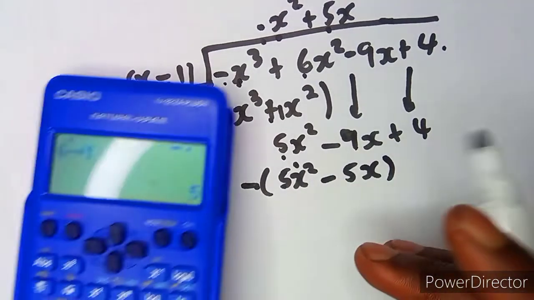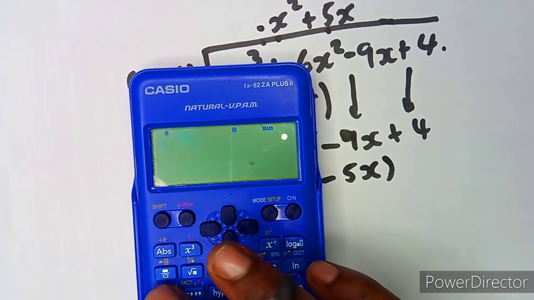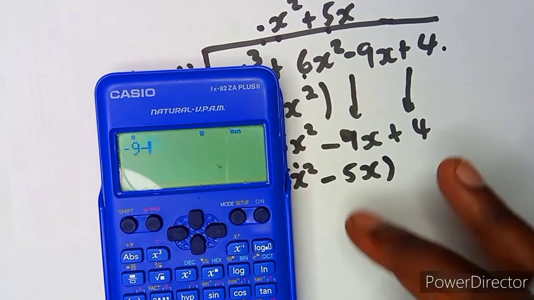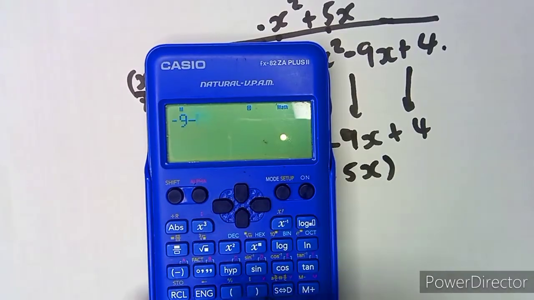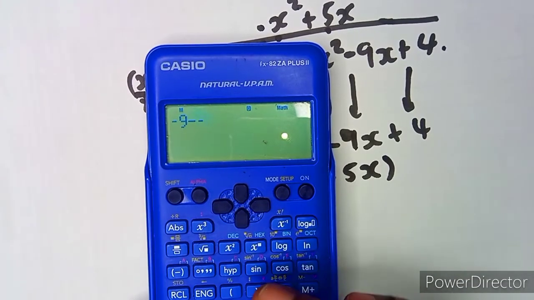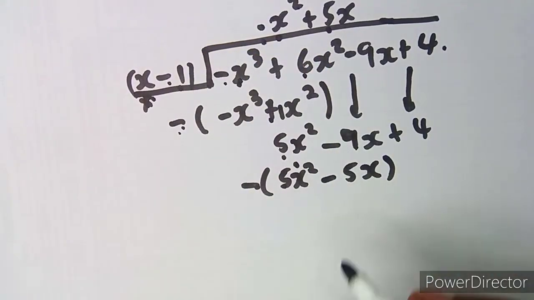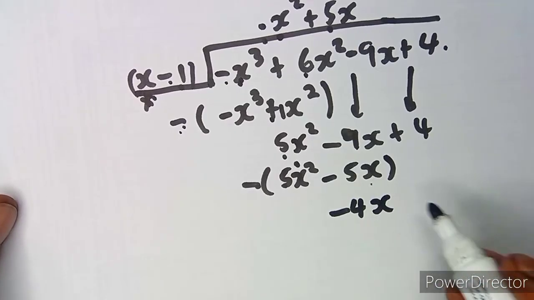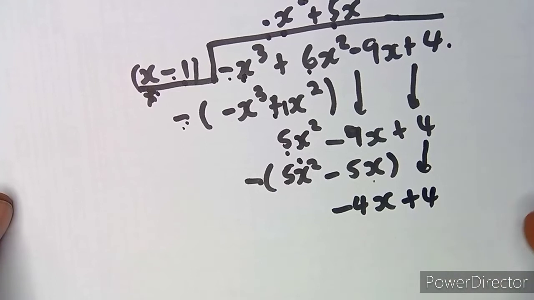Then we have minus 9 minus minus 5. Let's just do it this way. We have minus 9 minus this one for subtraction sign. Then for minus 5, you use this negative here for minus 5. So it's minus 5 like this, which is minus 4. So we are obtaining minus 4x because there's x here. Then this 4 is not affecting anything, so it's plus 4.